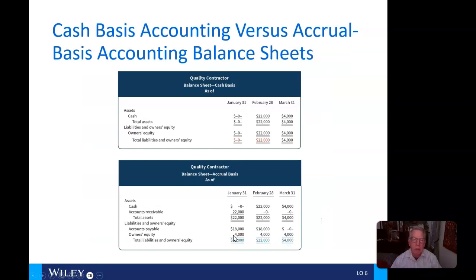So on a cash basis accounting, I think you can see that this is pretty much distorted. But on the accrual basis, all of our balance sheet is going to have receivables, we're going to have our assets properly stated, and our liabilities properly stated, and our owner's equity properly stated, which will continue from January, February, and March.